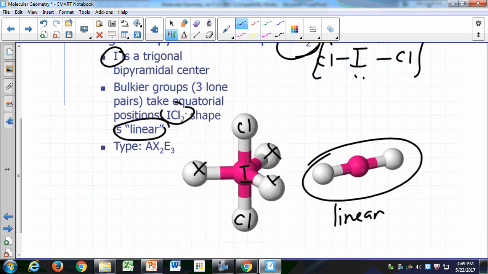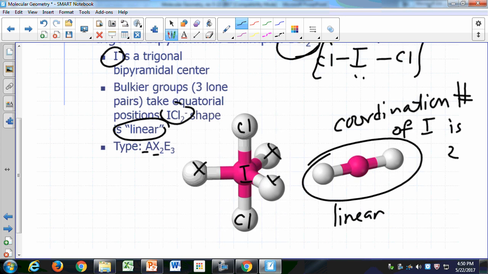So this is type AX2E3. There's 2 atoms attached to the central atom. By the way, another term for the number of atoms attached to the center is coordination number. So the coordination number of iodine here is 2. Okay, so that's your coordination number right there.